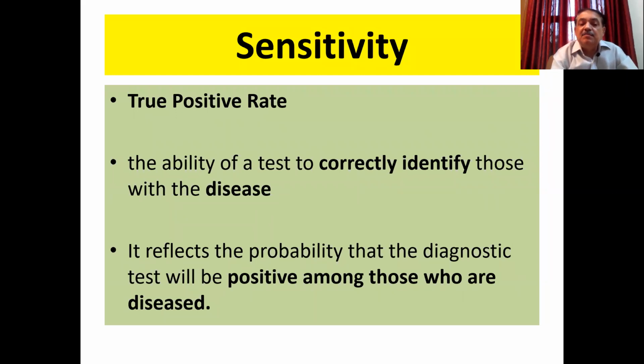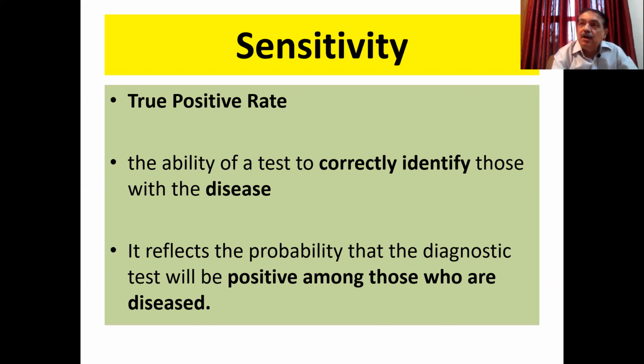Now, sensitivity is about the true positive rate. It is the ability of a test to correctly identify those with the disease. Whoever is diseased needs to be identified. And that is the power of the test, the sensitivity, how many true positives it can identify. True positive means the people are diseased and they get a positive result. So it reflects the probability that the diagnostic test will be positive among those who are diseased.